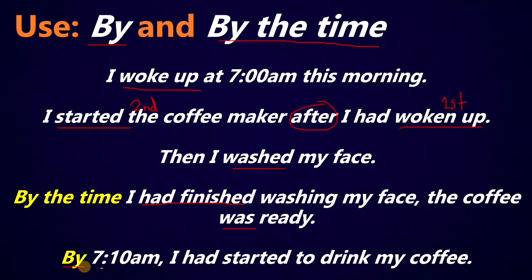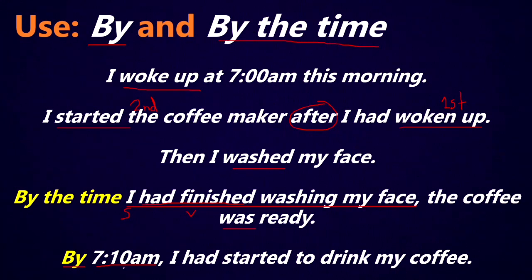Then by 7:10 a.m., I had started to drink my coffee. So what's the difference between by the time and by? By the time I'm using with a clause: by the time I had finished washing my face. So I have a subject and I've got the verb here, so this is a clause. By, I'm just using with a time, not a clause. So I don't say by I had finished washing my face. I'd say by the time I had finished washing my face.